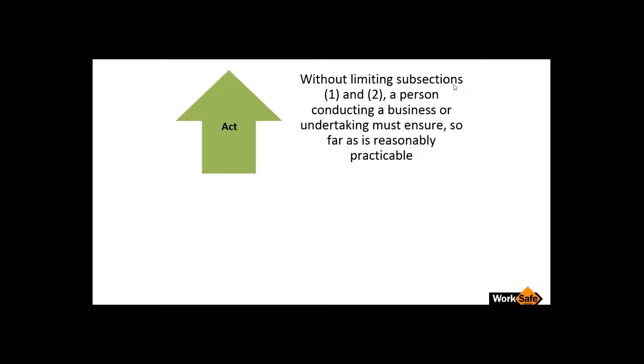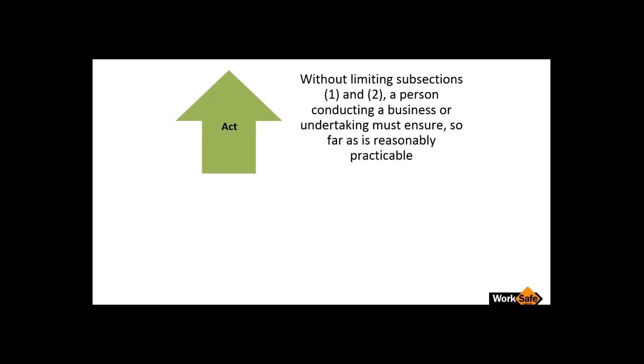So with the Act, it actually says, without limiting subsections 1 and 2, a person conducting a business or undertaking must ensure, so far as reasonably practicable. Those subsections 1 and 2 basically mean that you need to make sure that people who are involved in your workplace are able to work safely, or the health and safety of those that you employ, and also whatever you carry out doesn't affect the health and safety of other people.